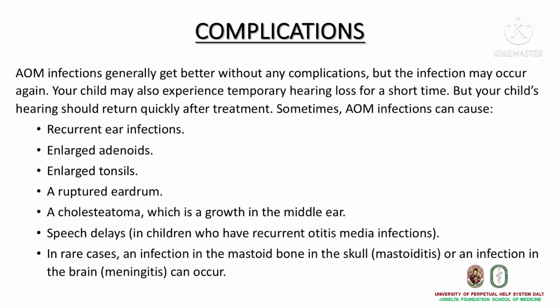So what are the complications of acute otitis media? In severe conditions, we can classify the complications as intracranial or intratemporal. The patient might have labyrinthitis, petrositis, mastoiditis, right? Or also meningitis, facial nerve palsy. But in general, the patient will have recurrent ear infections, enlarged adenoids, enlarged tonsils, ruptured eardrum, cholesteatoma, and also speech delay. So these are the complications of acute otitis media if not treated on time.